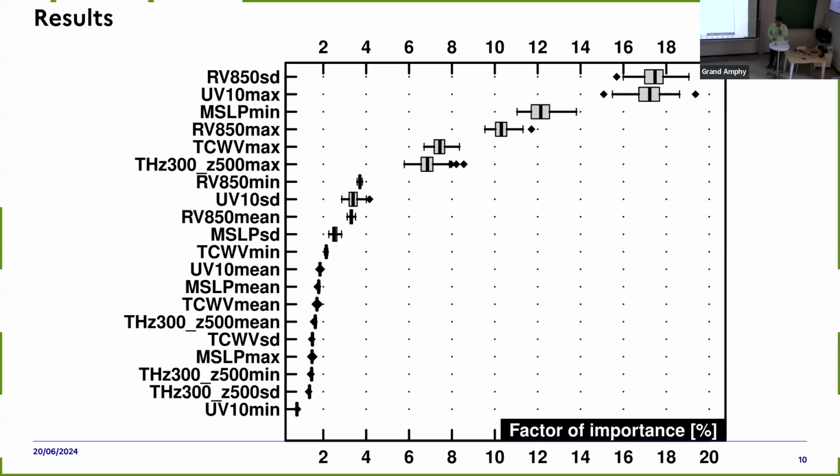What's interesting is that if you take the top 6 variables, you have the standard deviation of the relative vorticity, the maximum wind, the minimum SLP, the maximum relative vorticity, and the maximum total column water vapor. So it's quite sensible in terms of physics. You get the variables that can actually explain why you have a cyclone or not, and the others are quite a lot lower. So maybe if you limit the analysis to the 6 top variables, it could be enough.